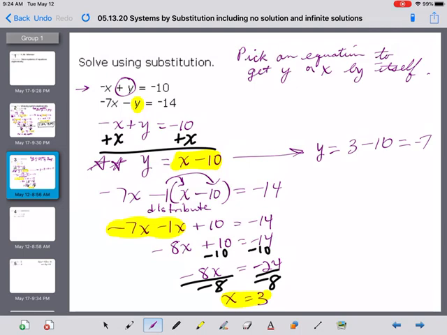You could still use your calculator if you need it. So write the ordered pair, 3, negative 7. And then you can always check. Negative 3 plus negative 7 equals negative 10. And then negative 7 times 3 is negative 21. Negative 21 minus negative 7 is negative 14, so it works.